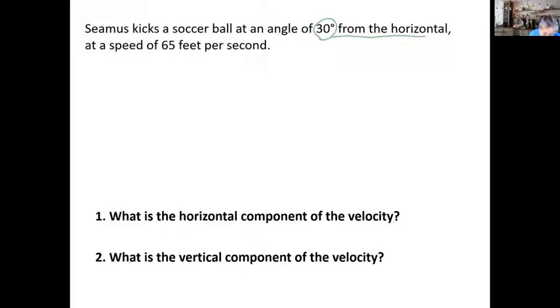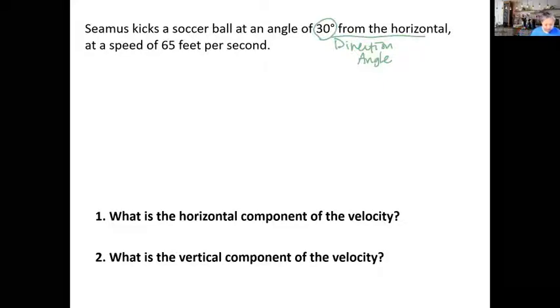So this is the direction angle of the vector that we are using. Then another piece of information given here is 65 feet per second. So this is the speed. Then on the vector, this is the magnitude of the vector that we are utilizing here, right?